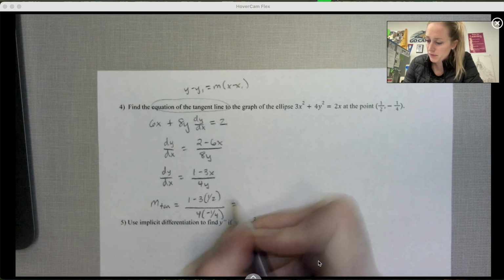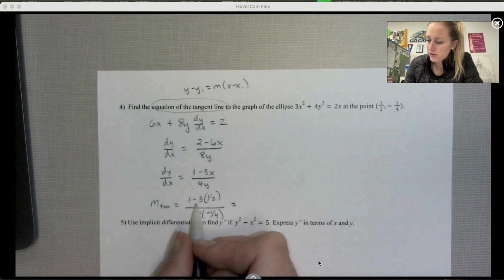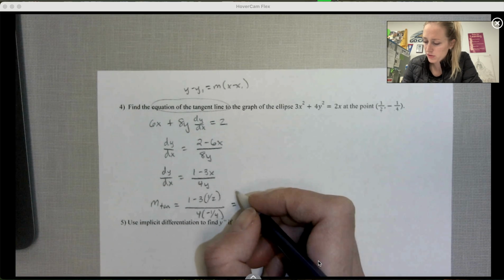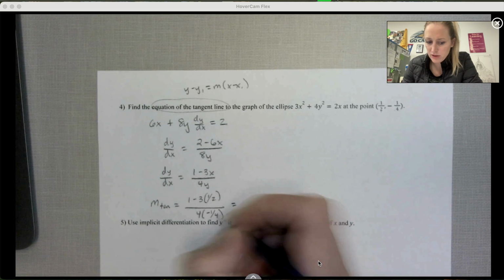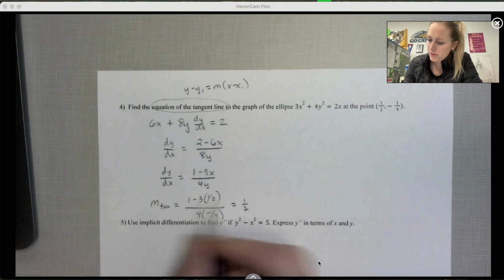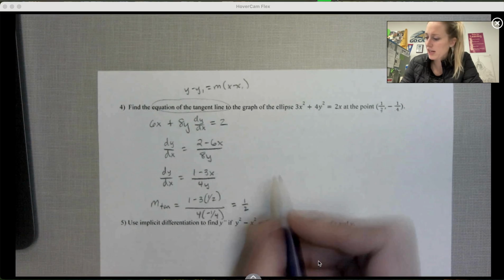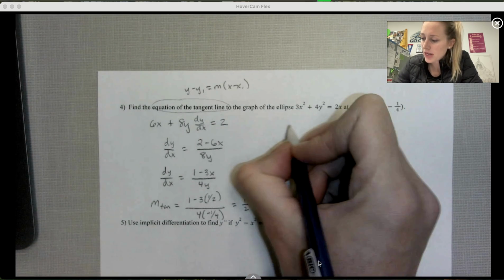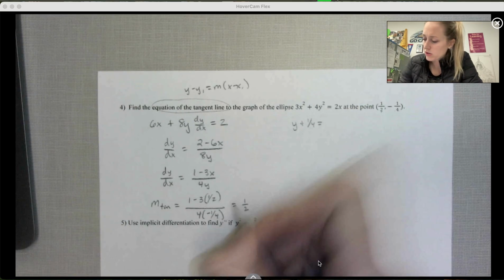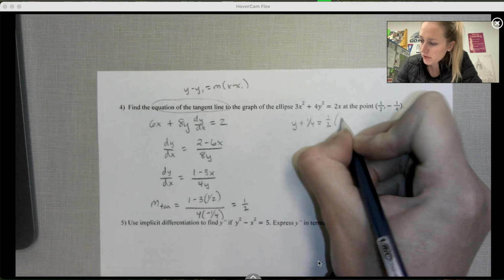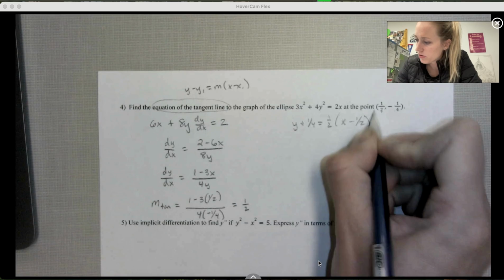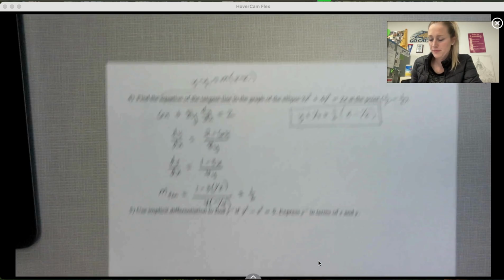All right, when I simplify this, let's see, we get 1 minus 3 halves, negative a half over negative 1. I think we get 1 half there, right? Is that right? 1 half, yep, negative a half over negative 1. Okay, so there's our slope. So now y minus our y coordinate, so plus a fourth, equals our slope of 1 half times x minus, oh, losing my lead there, x minus the x coordinate. So there's the equation of the tangent line.